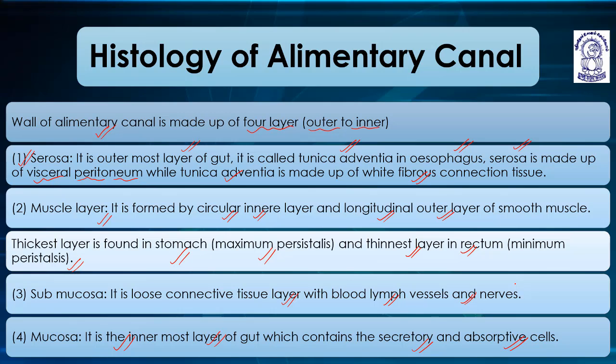So, the serosal layer, the muscular layer, the submucosal layer, and the mucosal layer. The mucosal layer is the innermost layer of the gut which contains the secretory and absorptive cells, right?